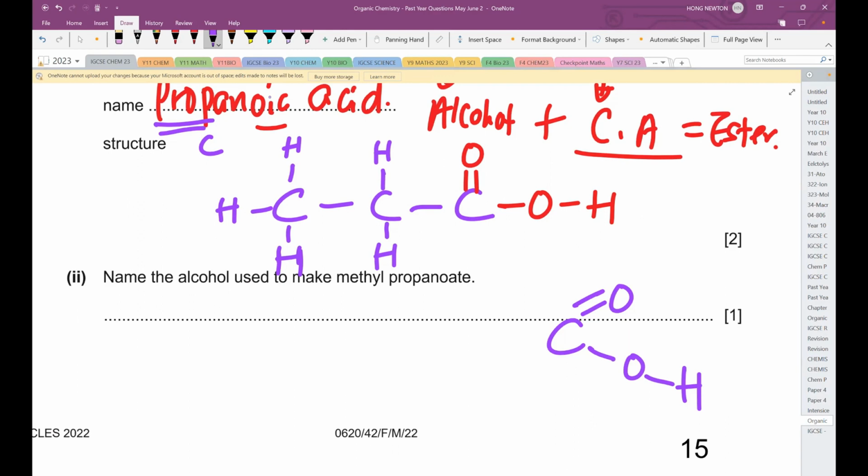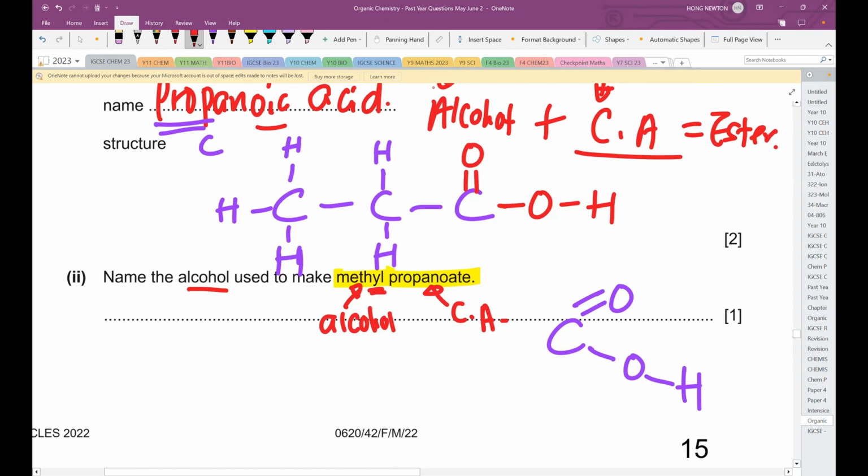Okay, next question. Name the alcohol that is used to make methyl propanoate. So now you tell me, in methyl propanoate, which one is the alcohol and which one is the carboxylic acid? Is the first one the alcohol, or the second one? Yes, the first one. So we separate it like this: this one is the alcohol, and this one is the carboxylic acid. So what is the alcohol used?